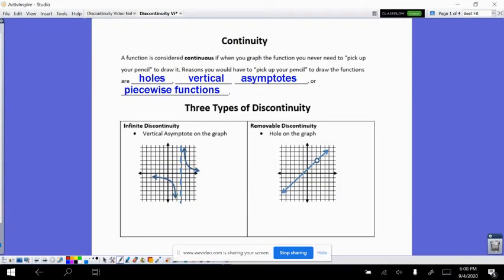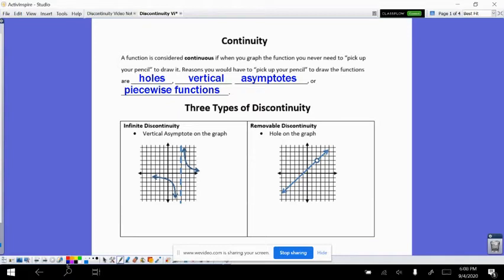Welcome to our lesson on continuity, specifically what happens when graphs are not continuous. If we are tracing them and we have to pick up our pencil for any reason, then our graph has a discontinuity. There are three types of discontinuity. We can have a hole in a graph, we can have a vertical asymptote, or our graph could be a piecewise function, which looks like two separate graphs, two pieces of a graph, and they don't connect.